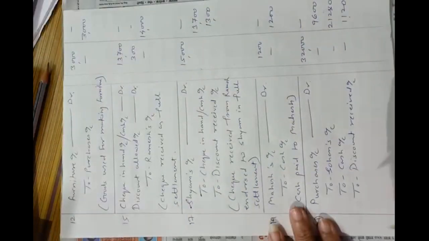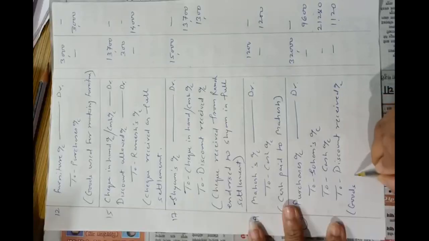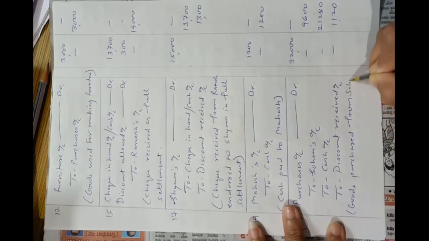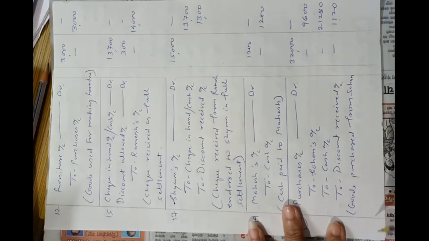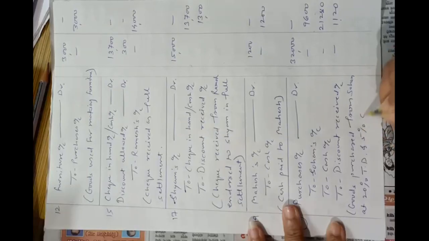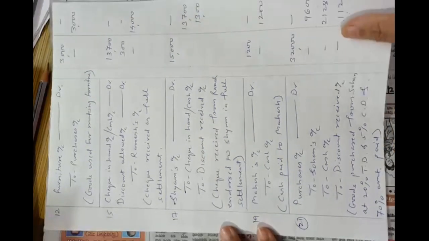Okay, narration. Goods purchased from Sohan at 20% trade discount and 5% cash discount and 70% amount paid. Okay, so this will be the entry on 21st April.